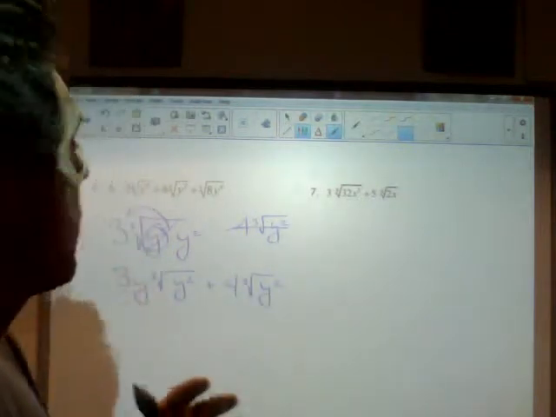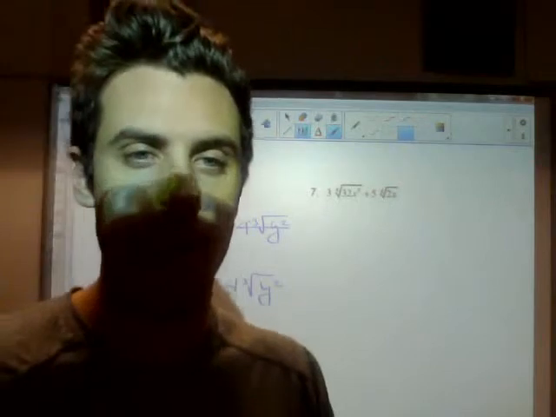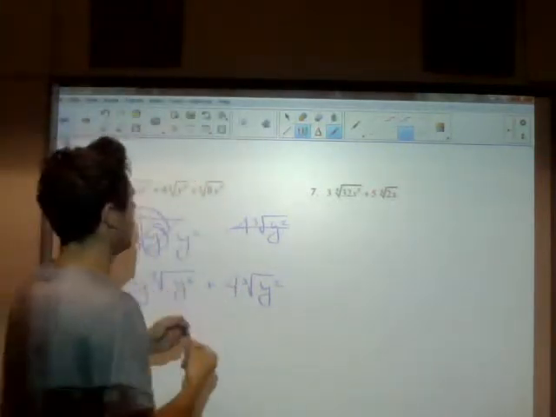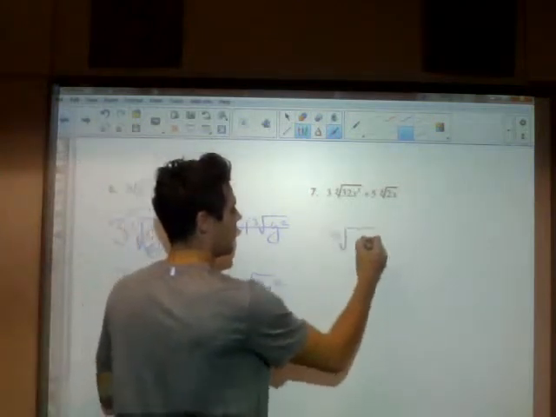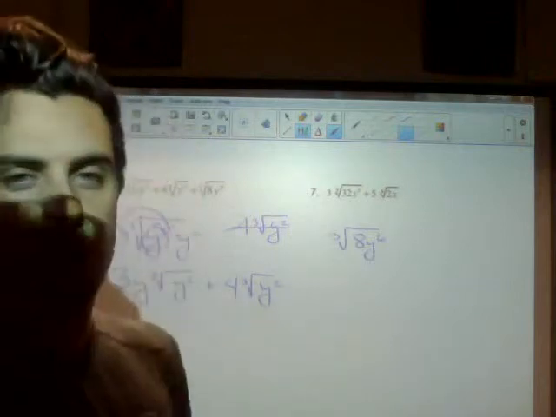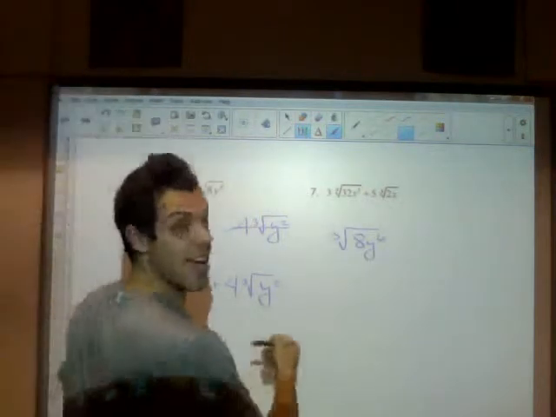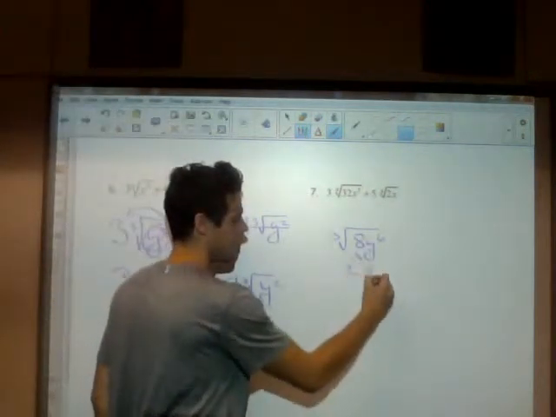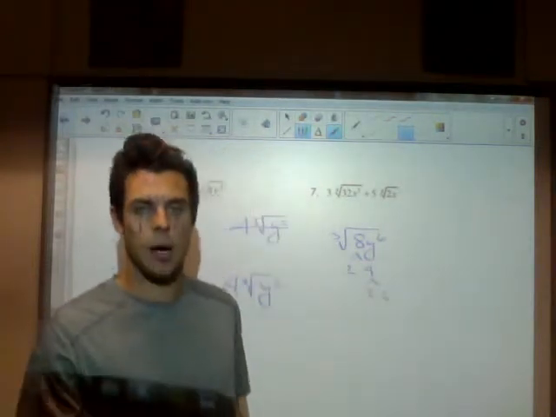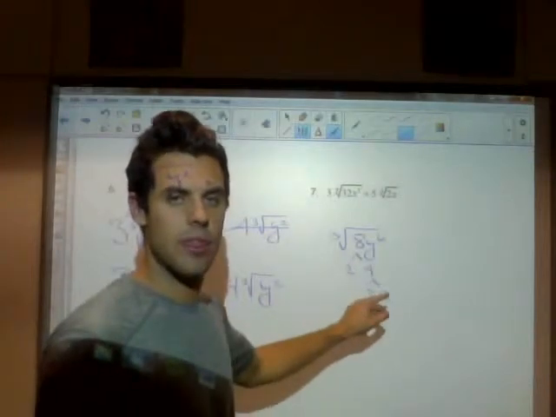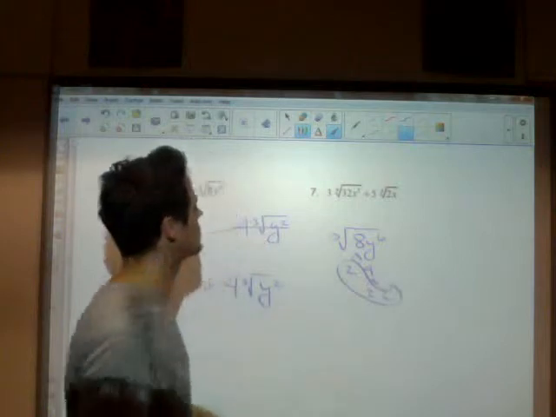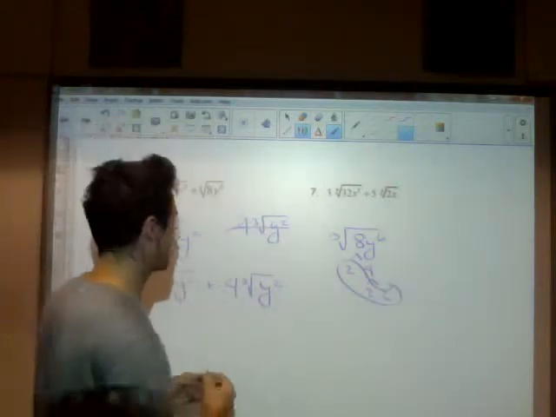Let's look at the final part of this problem, which is the cube root of 8y to the 6th. I need 3 of something, so let's break down our 8 first. 8 is 2 and 4. 4 is 2 and 2. So in my bottom row there, I have 1, 2, and 3 2's. So I get to take 1 out. One 2 comes outside.